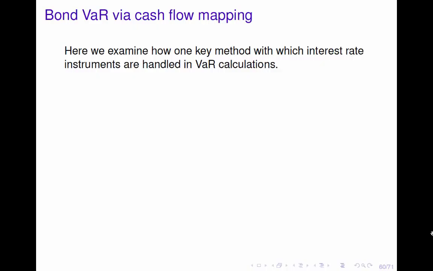Last lesson, we introduced the risk mapping for equities. In this lesson, we will finish this section by examining the cash flow mapping of bonds. This is one of the key methods with which interest rate instruments are handled in VAR calculations.